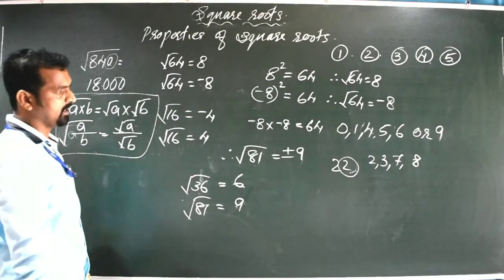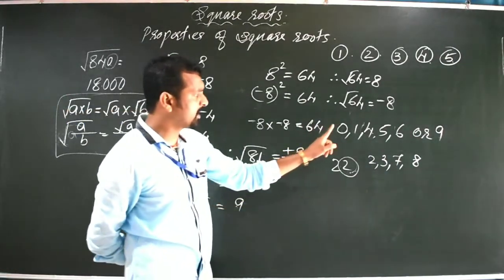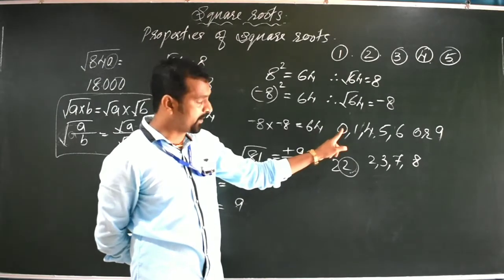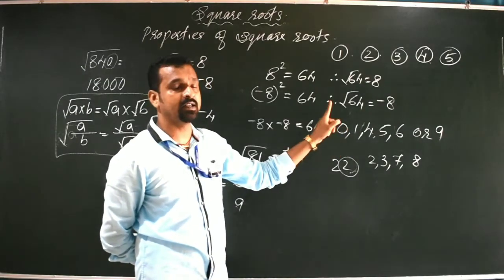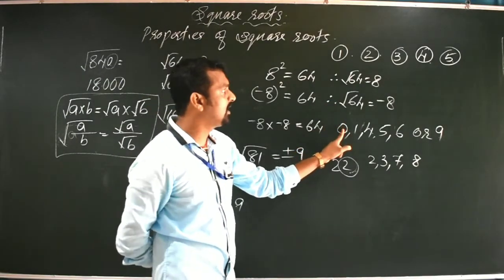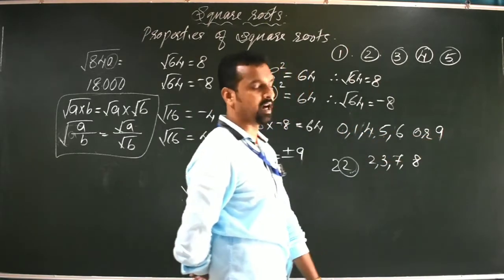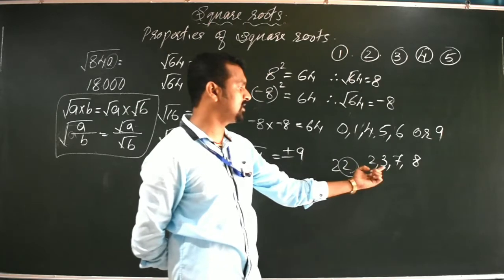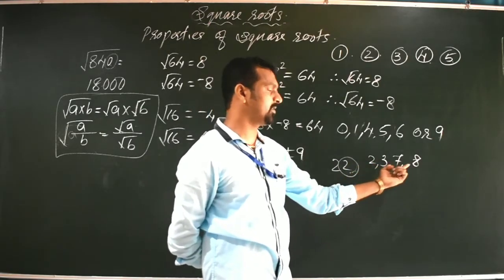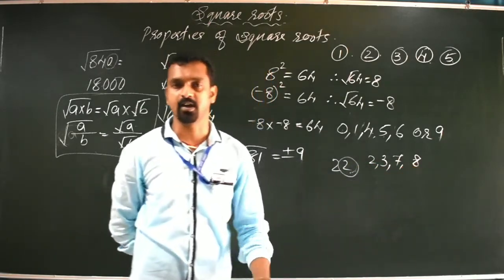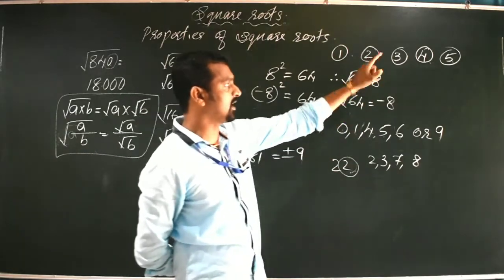Now the third property: if a number has a square root, then its unit digit must be 0, 1, 4, 5, 6 or 9. If the unit digit is 2, 3, 7 or 8, then it does not have a square root. That is the third property.